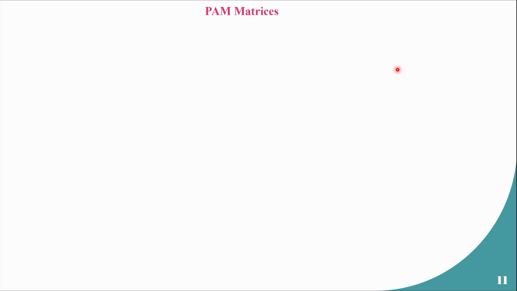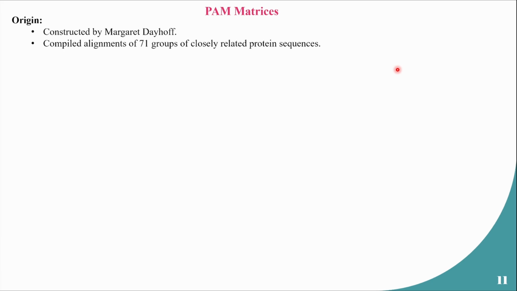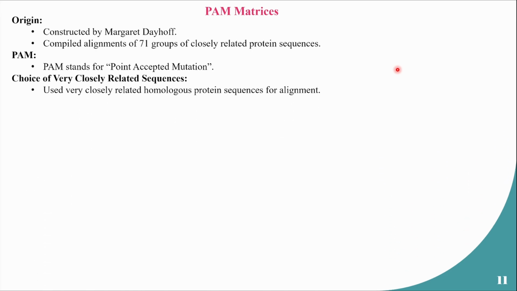So I see in the chat, point accepted mutation. Correct. So PAM essentially stands for point accepted mutation. And this matrix was originally constructed by Margaret Dayhoff. Margaret Dayhoff and her colleagues compiled 71 groups of closely related protein sequences, and then they constructed the matrices. Now, the choice of closely homologous protein sequences is very important. And they set one criterion, which is that they used sequences with greater than or equal to 85% similarity.